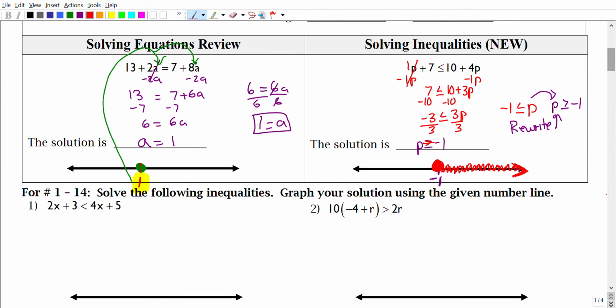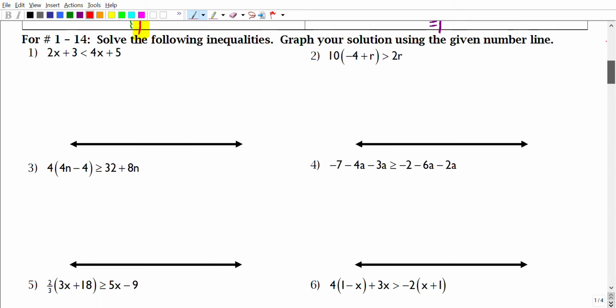Okay, I think that was enough of a recap. I think we should be able to tackle the next set of problems. So I see right away variables on both sides. I'm going to move my smaller one. I'm just subtracting. I'm not multiplying or dividing, so there's no need to change the symbol. So I get 3 is less than 2x plus 5. I'm going to now solve for x, so I'm going to subtract 5.